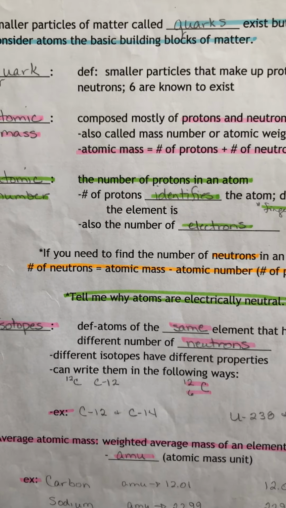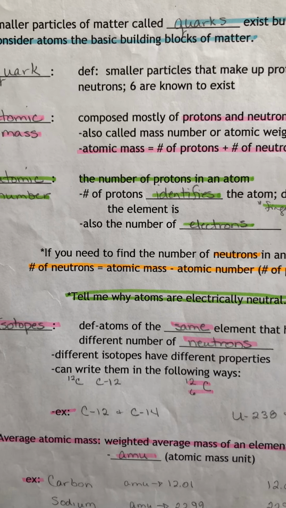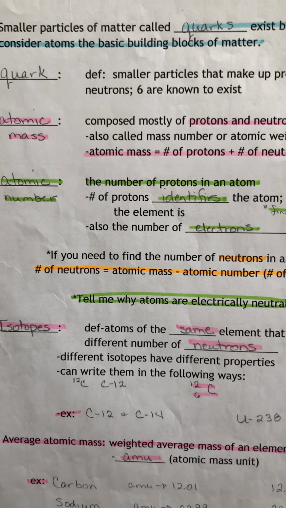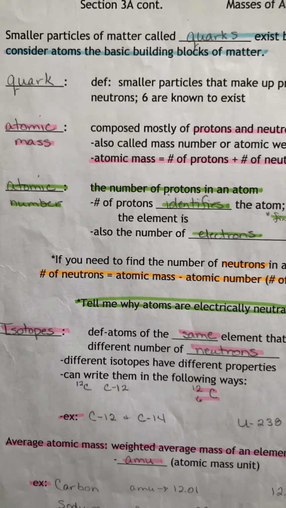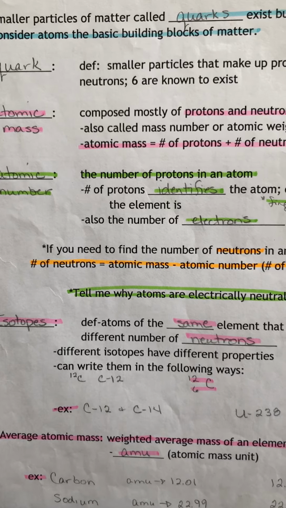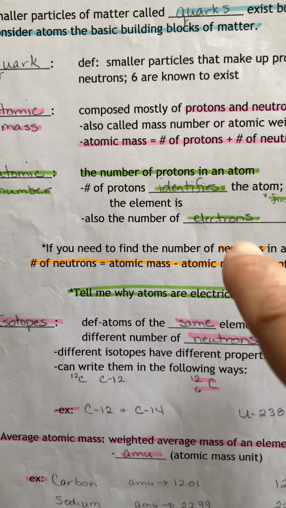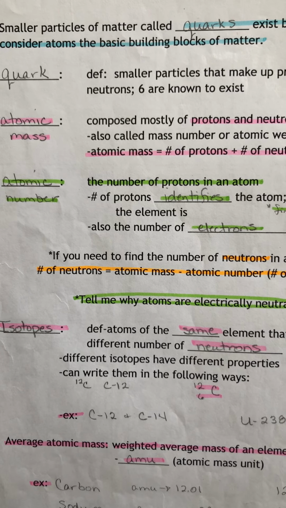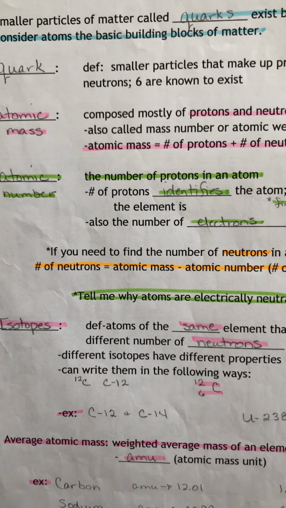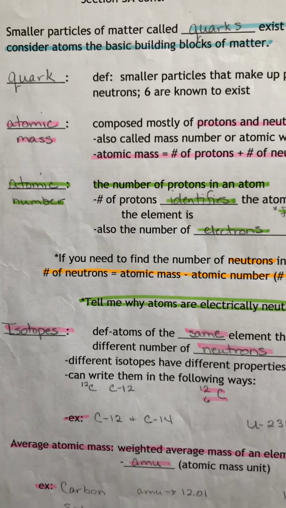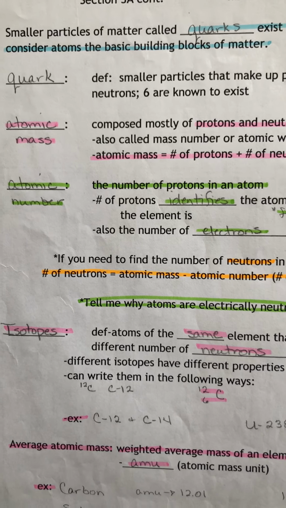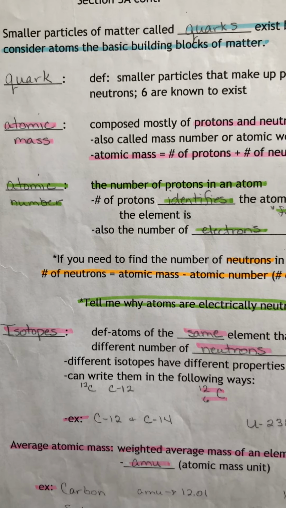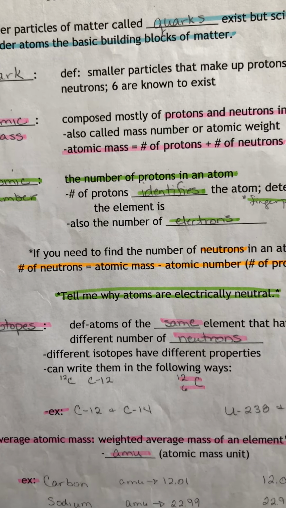If it has 6, for example, protons, it has to be carbon. If it had 5, it would be boron. If it had 7, it would be nitrogen. It tells you who it is. It is the identifier. It is also the number of electrons in an electrically neutral atom. And for right now, all of our atoms and what we're going to be talking about is neutral. So the atomic number is the number of protons and it is the number of electrons.